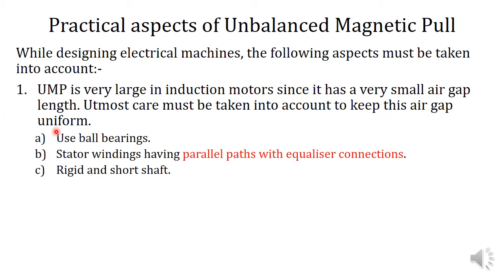So the conditions to keep the air gap length uniform are: use ball bearings. Second, stator windings having parallel paths with equalizer connections. And third, a rigid and short shaft. By using a rigid and very short shaft, the bending or tilting of the shaft can be very much minimized.